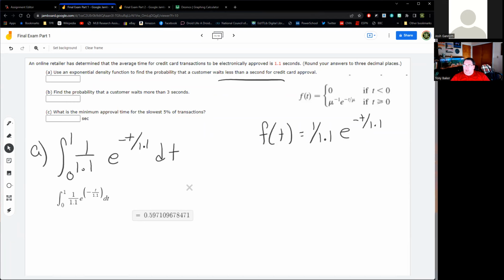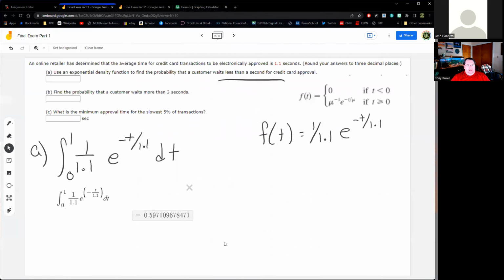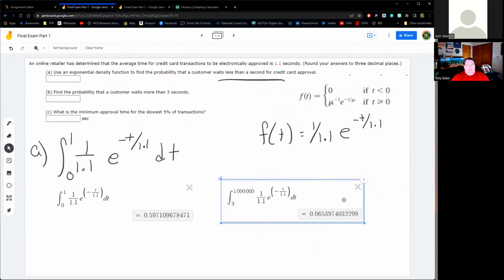The next one says it wants it in terms of more than 3 seconds. So since we've already got it in Desmos, we change the base to 3, and we change this one to some really high number because we can't do infinity. So that would be for B.